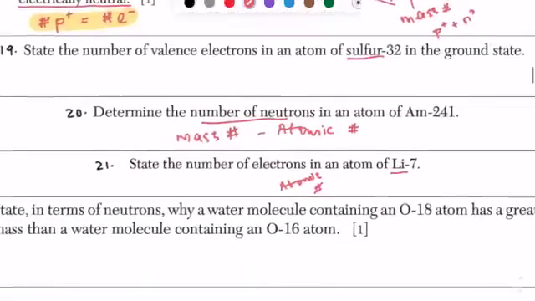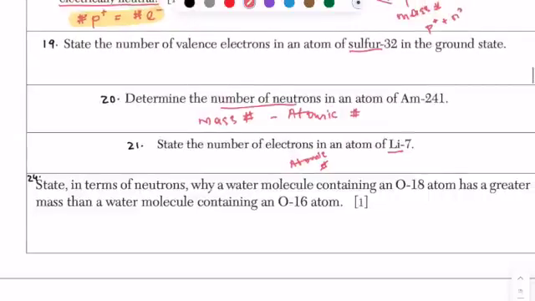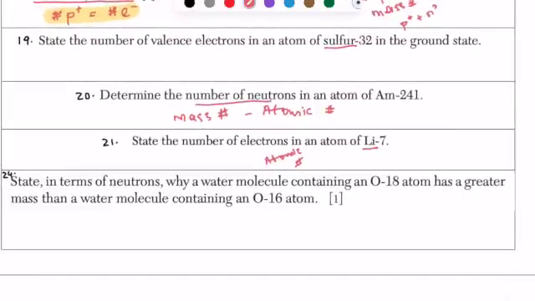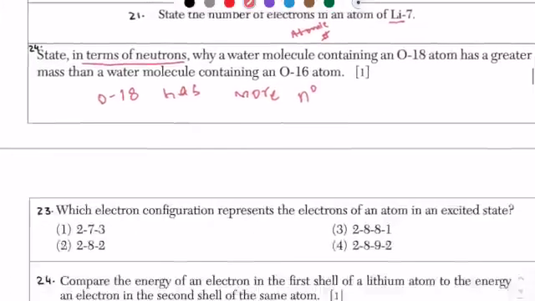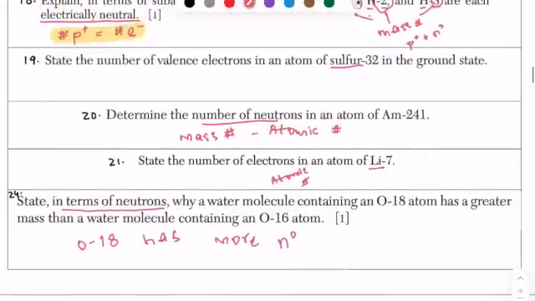And then: state in terms of neutrons why a water molecule containing an oxygen 18 atom has a greater mass than a water molecule containing oxygen 16 atoms. The question says in terms of neutrons. So to answer this question, you can just say oxygen 18 has more neutrons. These are 2 different forms of oxygen, so they have the same number of protons. The only thing that's different will be the number of neutrons. Or you can also say oxygen 18 has 2 more neutrons. That is also totally fine.